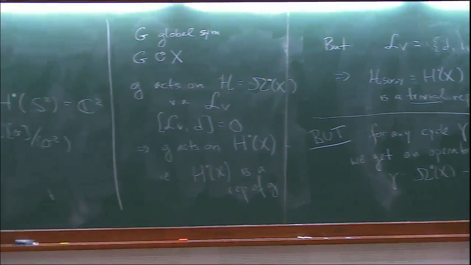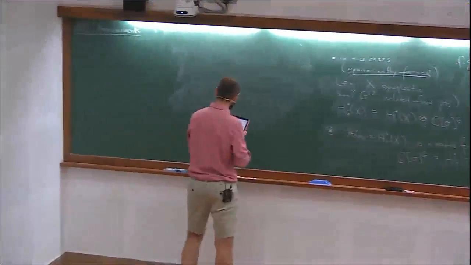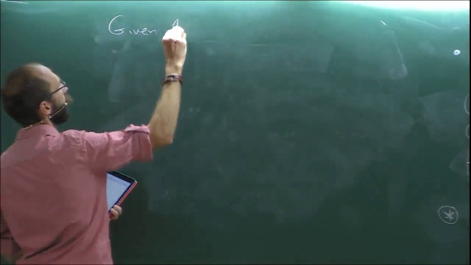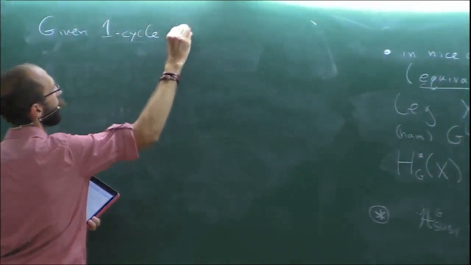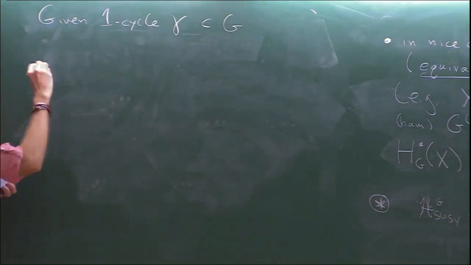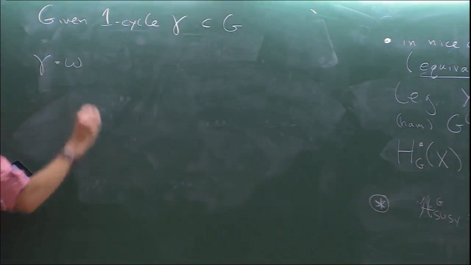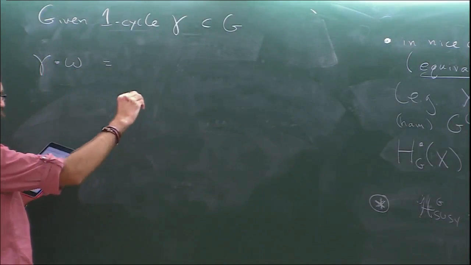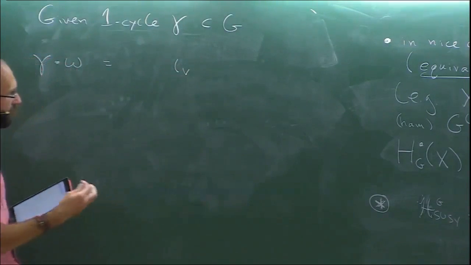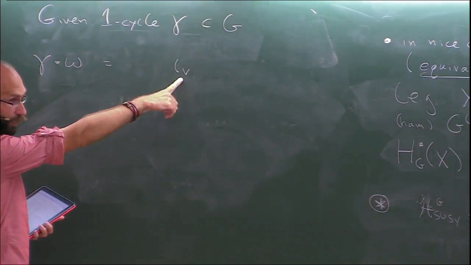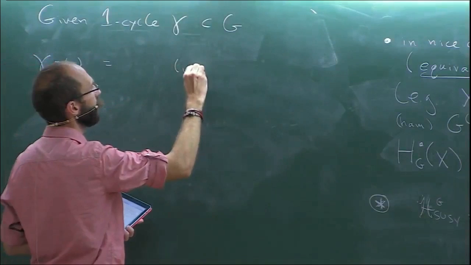Great. So let me, before the end of this, try to define this action. Given a one cycle on G, we can act with it on a form by doing the following thing. Well, just like yesterday we applied Q mu, here we're going to apply the thing that trivializes the Lie derivative. We apply contraction with V.